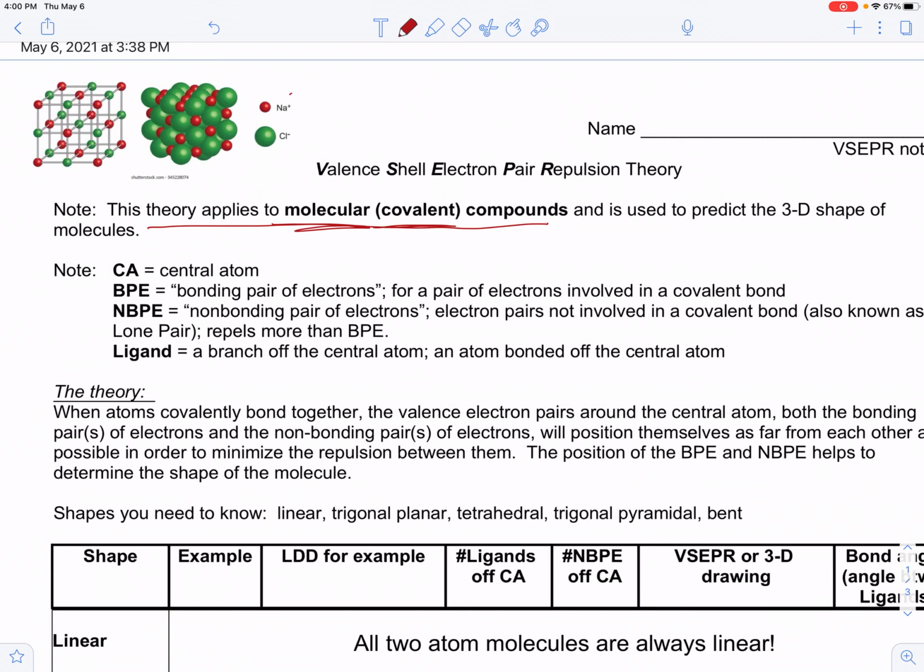Today's notes are going to go over VSEPR theory. VSEPR stands for valence shell electron pair repulsion theory. This theory is applied to molecular, also known as covalent compounds. Those are compounds that are covalently bonded, so a nonmetal to a nonmetal, and this helps us predict their 3D shape. Now, I want to mention before we go further that ionic compounds do not use VSEPR theory.